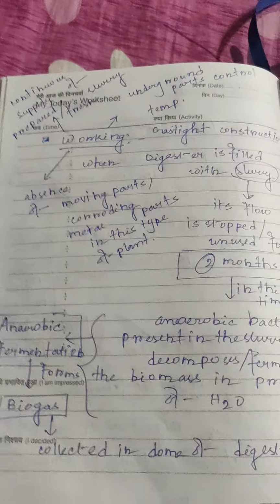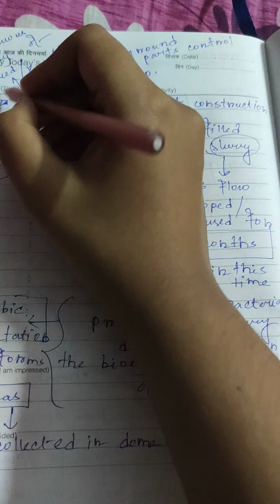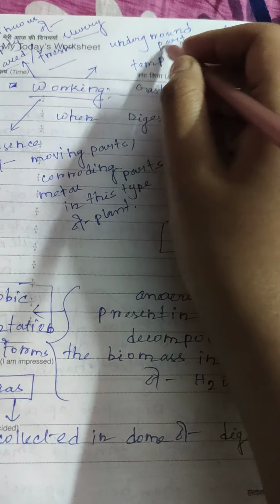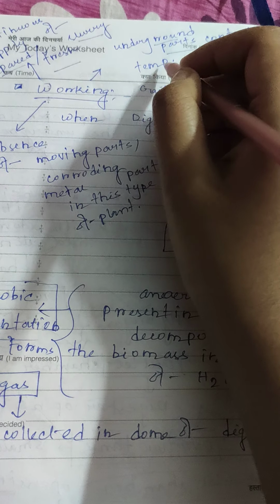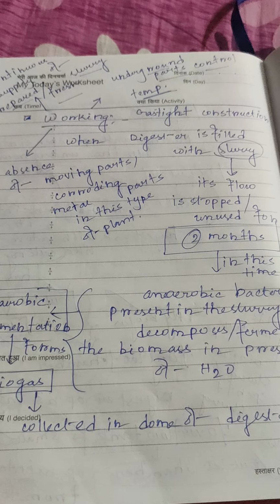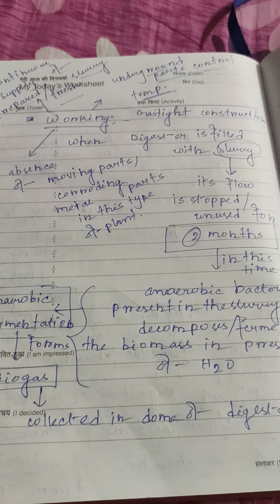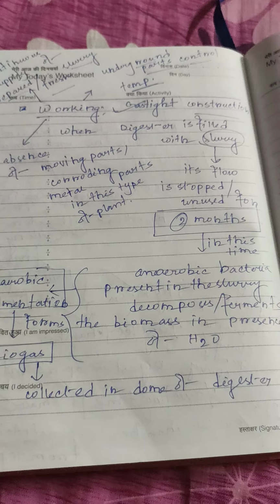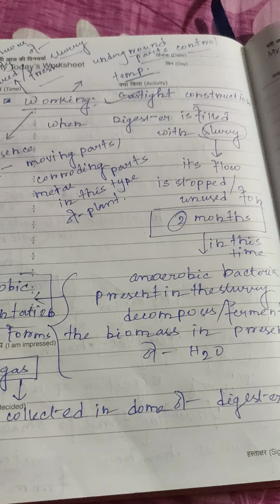Working of the fixed dome type of biogas plant. Working: a continuous supply of prepared or fresh slurry should be supplied. The underground parts of a fixed dome type biogas plant control the temperature. It is a gas tight construction.